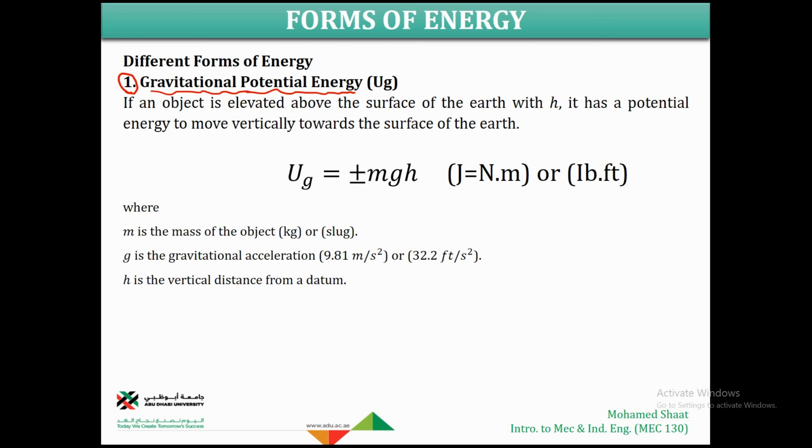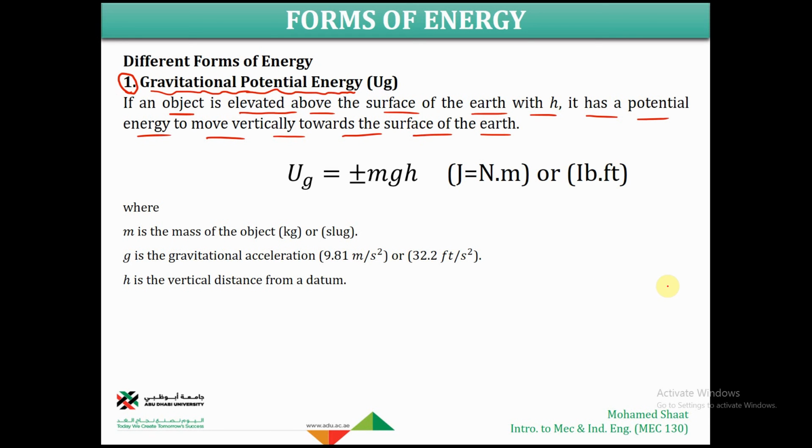So the gravitational potential energy is one form of the potential energy. To understand it well, let us first define what gravitational potential energy means. If an object is elevated above the surface of the earth with a certain height or distance from the ground as h, we're going to say that this object has the potential energy to move vertically towards the surface of the ground.